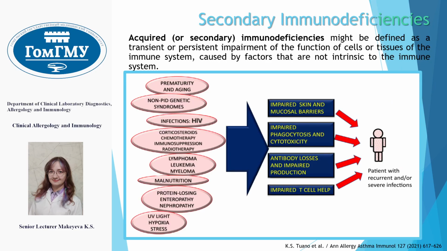Acquired or secondary immunodeficiencies might be defined as a transient or persistent impairment of the function of cells or tissues of the immune system, caused by factors that are not intrinsic to the immune system. Several factors and conditions may impair different components of the immune system, alone or in combination, to induce an increased susceptibility to infections. The management of a patient with secondary immunodeficiency should be focused on the improvement of the primary condition and, when possible, the removal of the offending environmental factor.